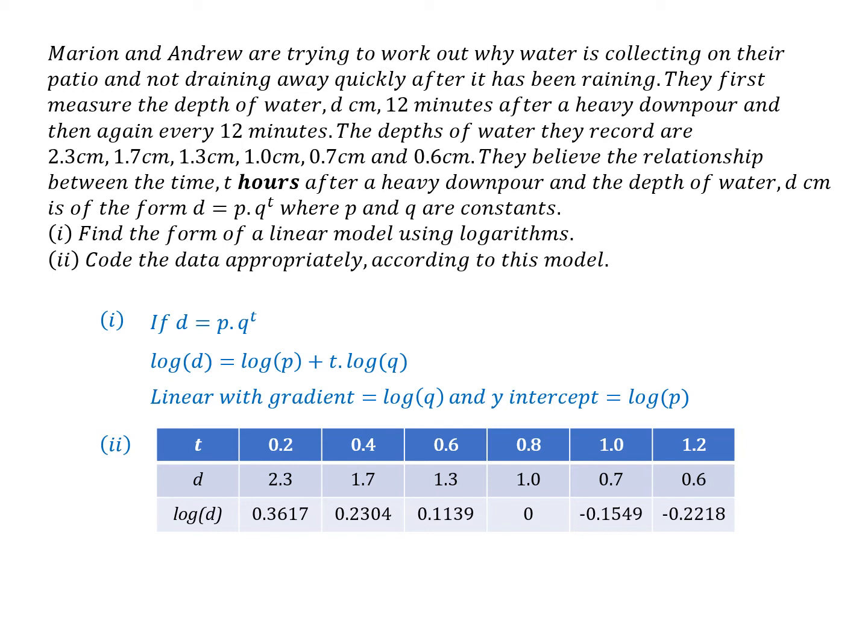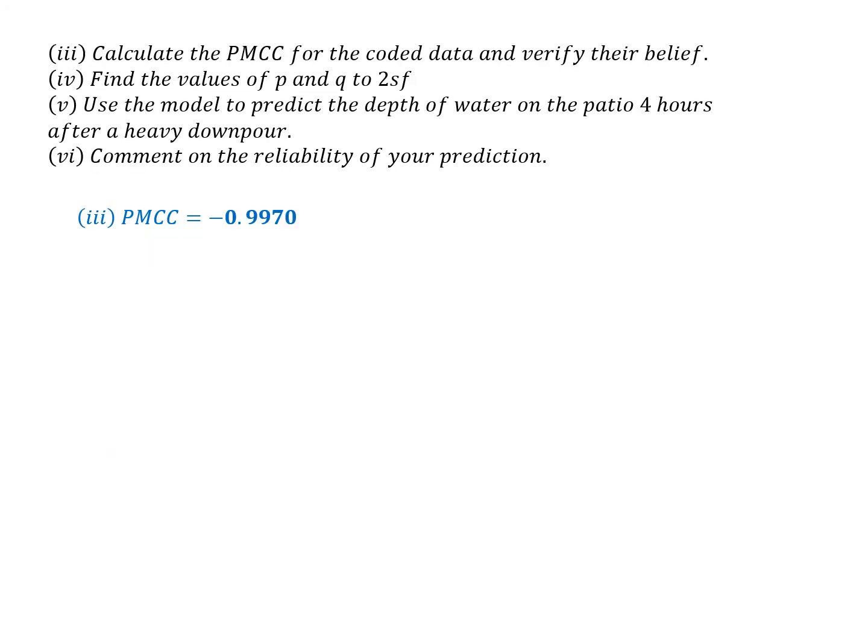So now we move on to the next part of the question. So we've got 4 more parts to go. We've got to calculate the product moment correlation coefficient for the coded data. Well, if you put that data on the previous table into your calculator, you should get a PMCC of minus 0.9970.